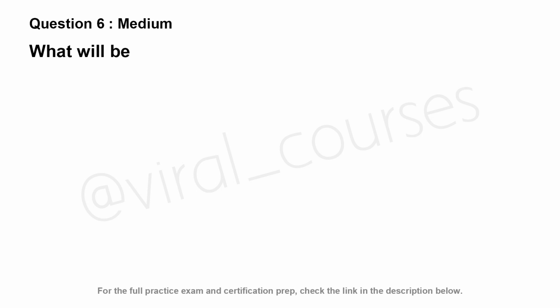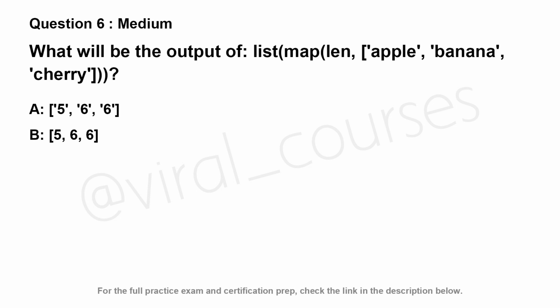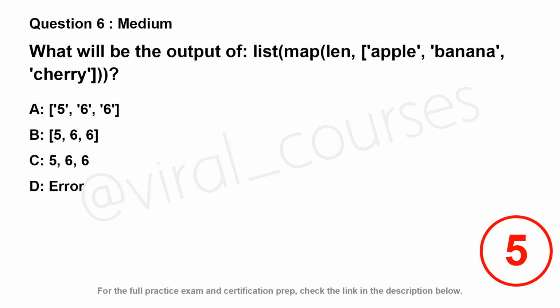What will be the output of list(map(len, ['apple', 'banana', 'cherry']))? Option A, 5, 6, 6 as strings. Option B, [5, 6, 6]. Option C, (5, 6, 6). Option D, error.